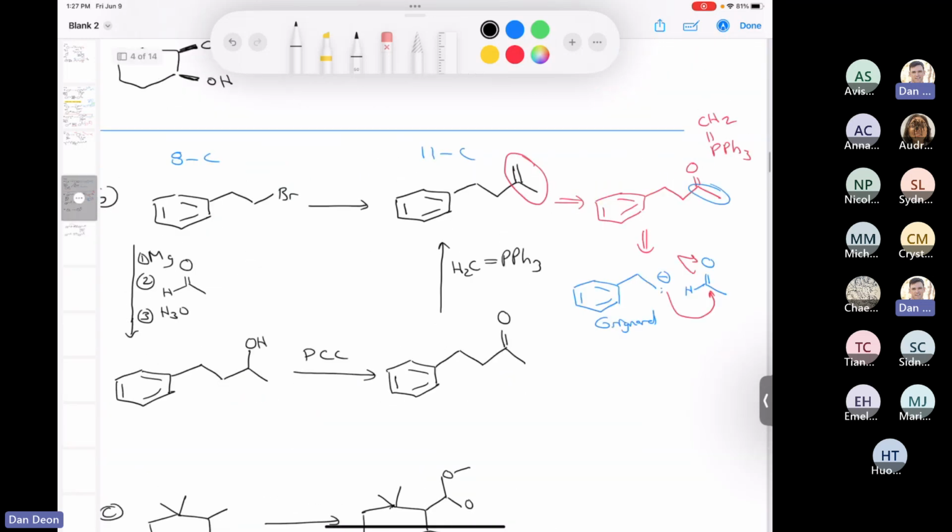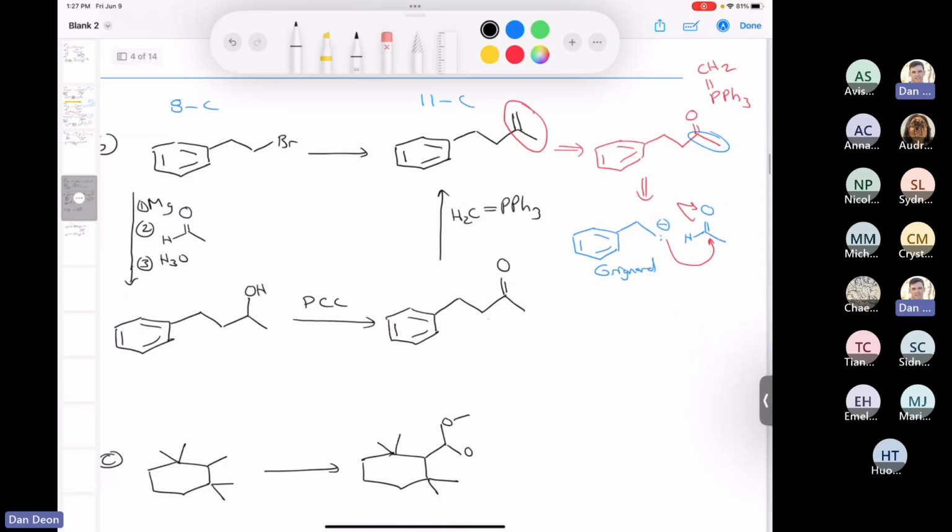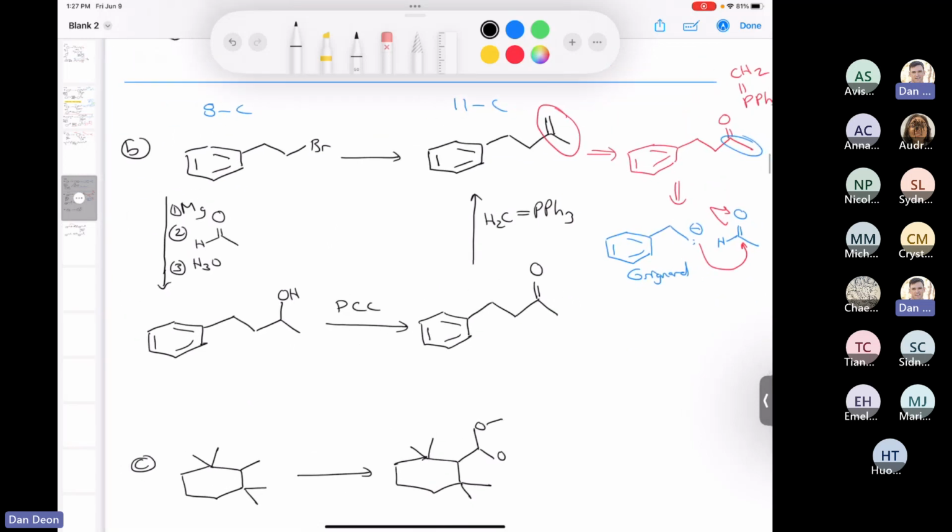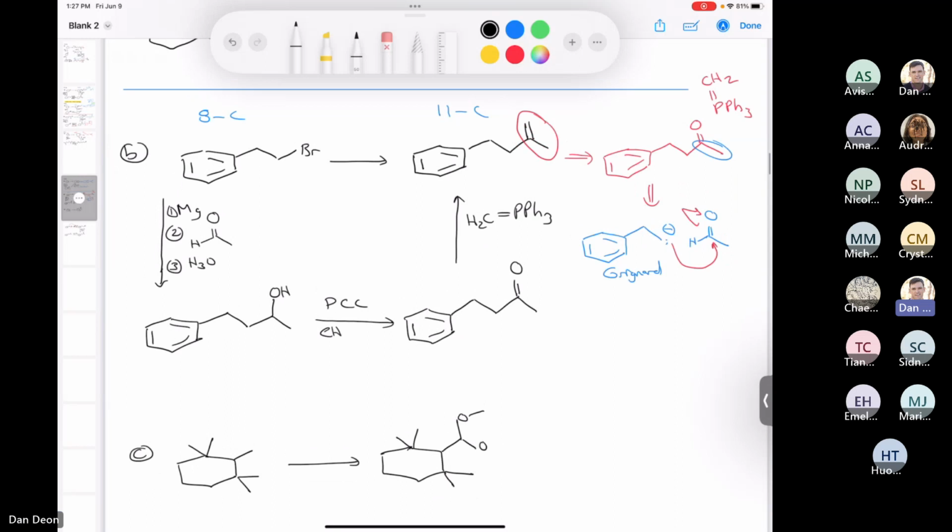So what did I do? Yeah, so the PCC, you can use dichloromethane as a solvent. You can use chloroform as a solvent. But yeah, dichloromethane would be a good solvent for sure.